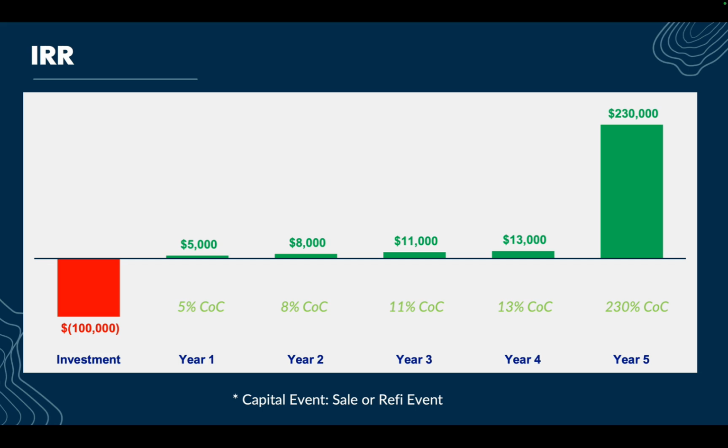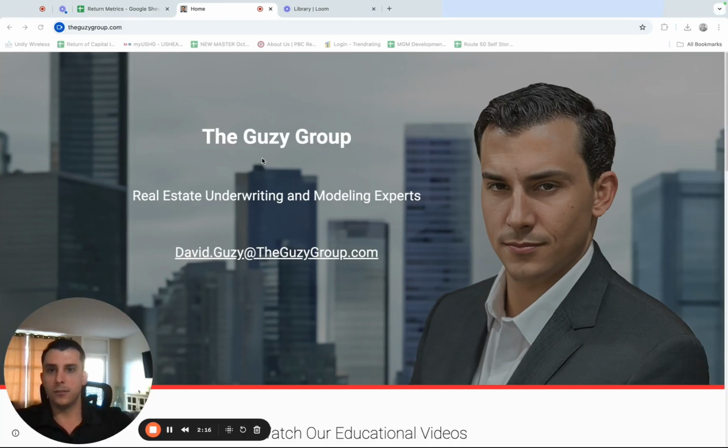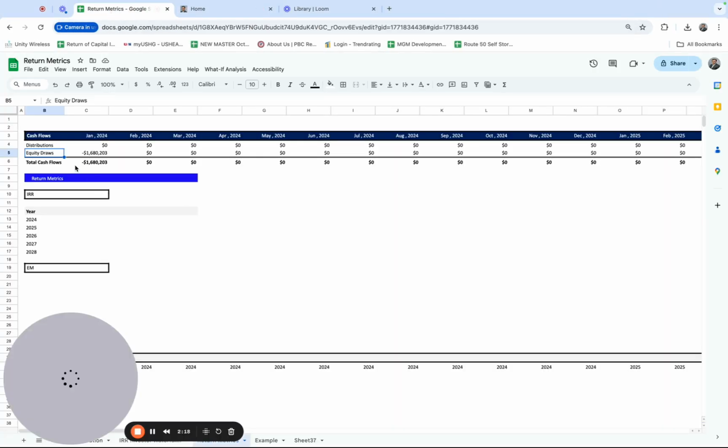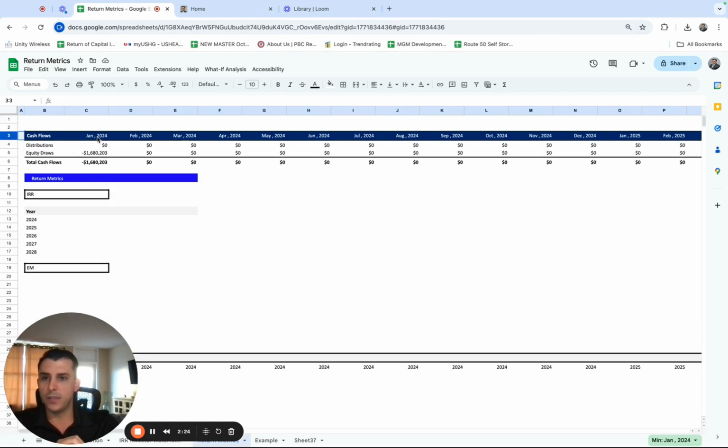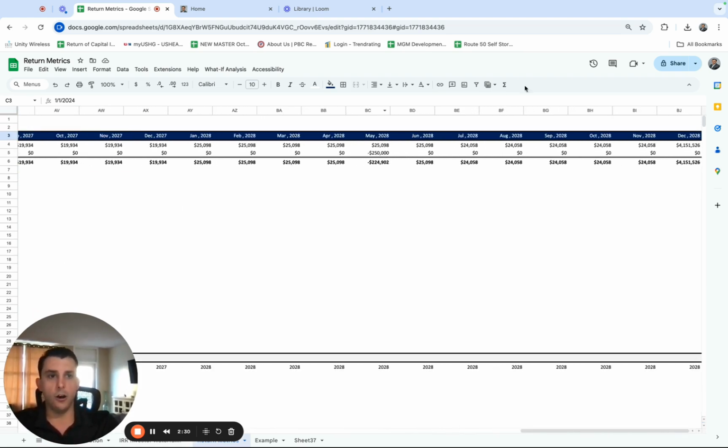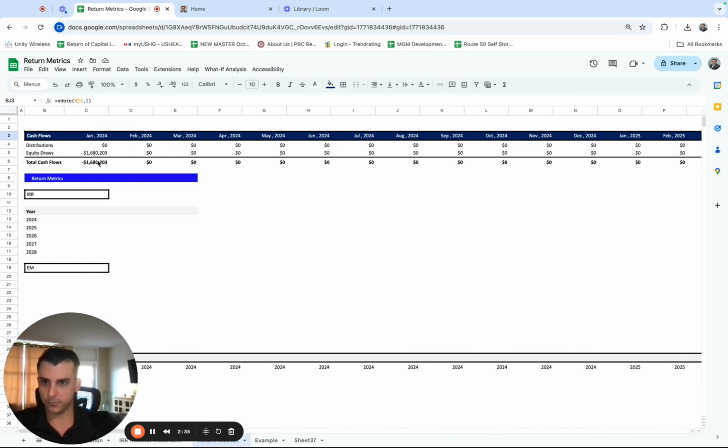Now, like we do in all of the other videos, let's actually show how it's calculated. So if we go over here, we're going to dig in right now how this is actually calculated. So we're looking at an example of a deal right here. Here's the dates on a month-by-month basis starting January 2024, going all the way to December 2028. That's going to be a 5-year hold.